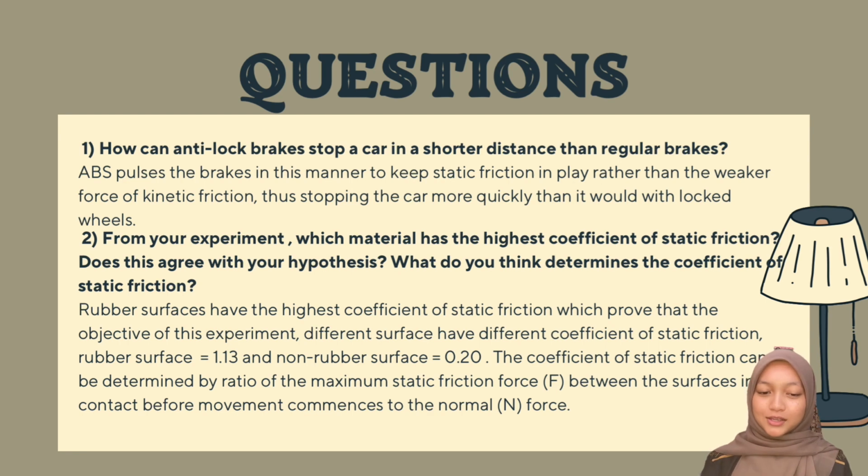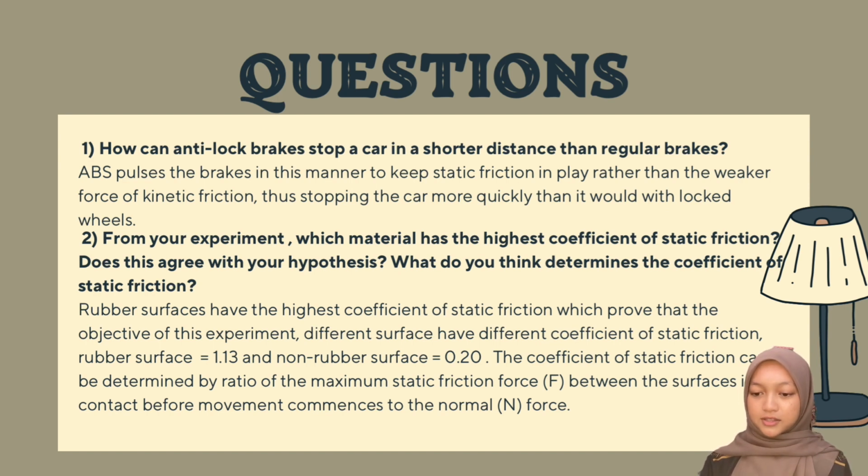Okay. Next, question number 2. From your experiment, which material has the highest coefficient of static friction? Does this agree with your hypothesis? And what do you think determines the coefficient of static friction? So the answer is, rubber surfaces have the highest coefficient of static friction, which proves the objective of this experiment. Different surfaces have different coefficients of static friction. For the rubber surface, it is 1.13 and the non-rubber surface is 0.20.